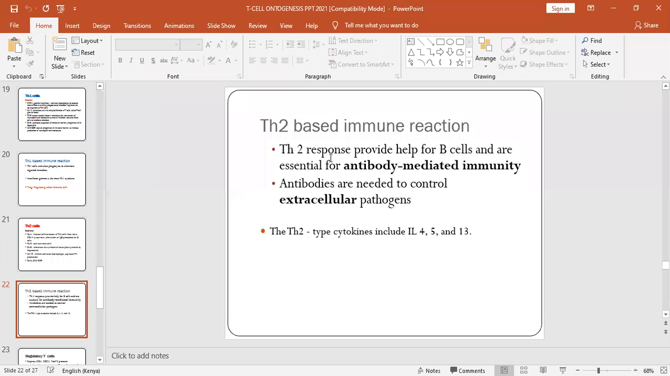So just have it in mind that the T helper type 2 is mostly targeting antibody-mediated immunity by activating B cells to produce antibodies that are required for neutralization, for opsonization, and sometimes for intoxication, neutralizing the toxins that are released by pathogens.